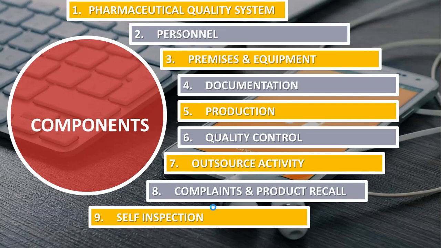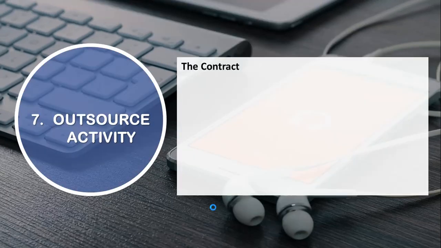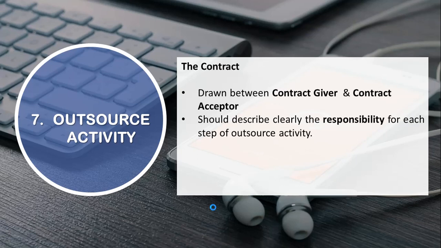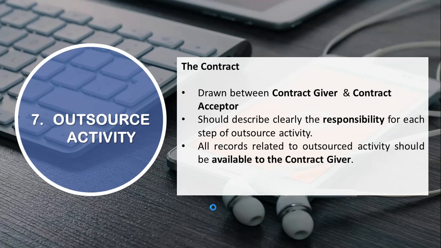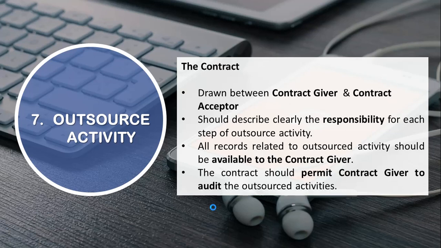The seventh component of the GMP is on the outsource activity. Any outsource activity must be defined, agreed and properly controlled. A clear contract must be written between the contract giver and the contract acceptor. This contract must clearly establish their roles and responsibilities. All records related to the outsource activity must be available to the contract giver. The contract must also state that the contract giver should be able to audit the outsourced activities.